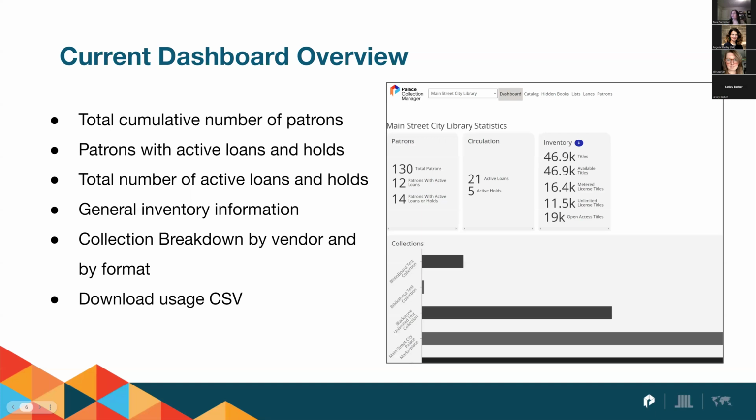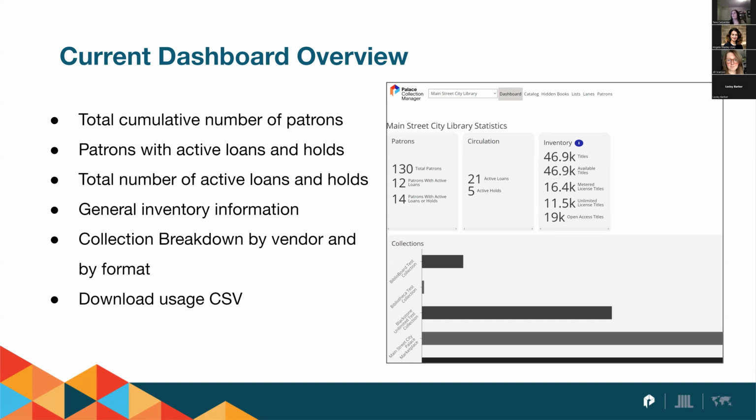Next up, the dashboard. So the dashboard tab will show you all of the usage data and information about the collections configured for your libraries. And it'll show you at the top what we call the snapshot there. So under patrons, it will show you the cumulative number of patrons that have signed up for a card with your library or signed in.